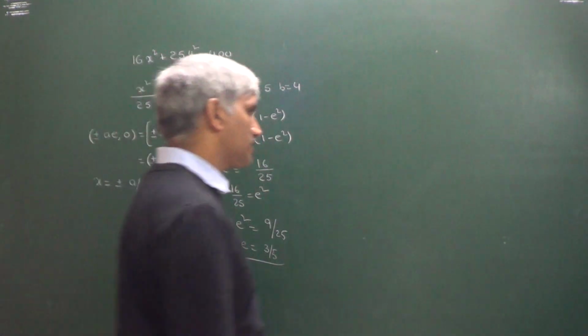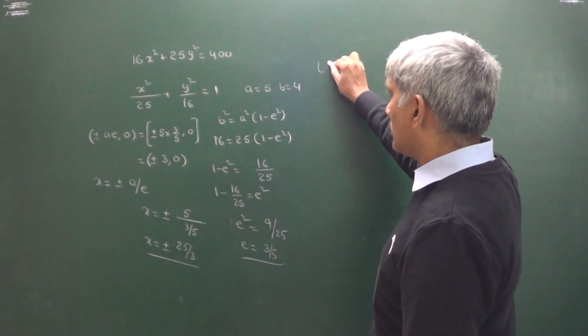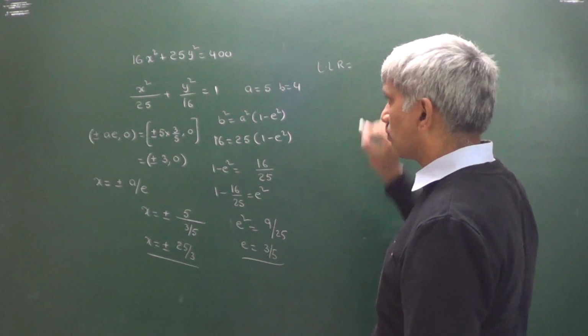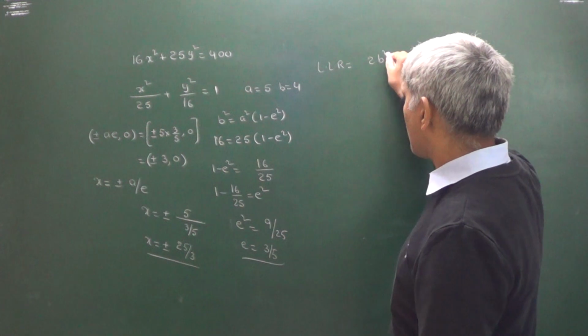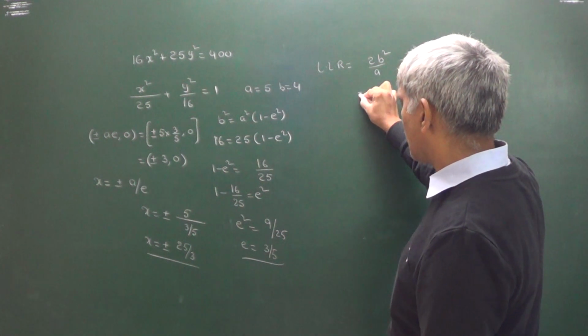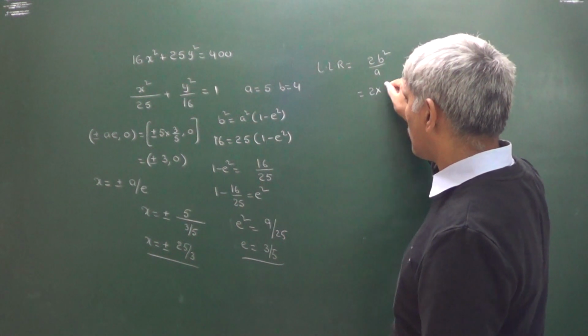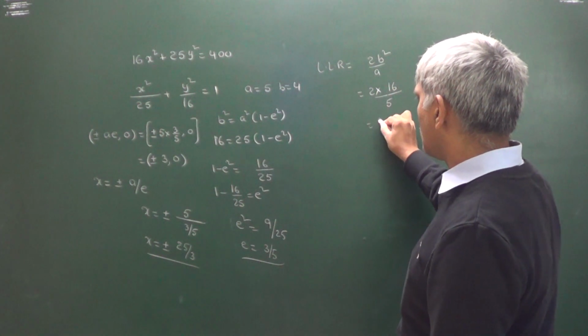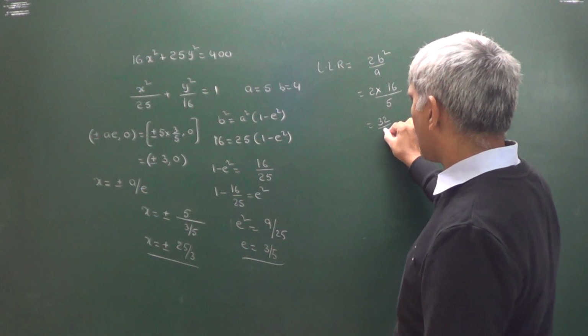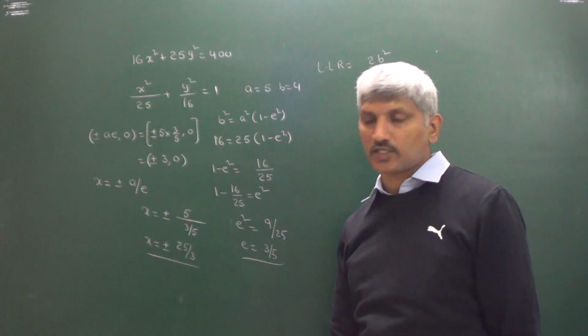Therefore we are getting the equations of directrices as x is equal to plus or minus 25 by 3. Suppose you want to find out the length of the latus rectum, he is asking in the question. What is the length of the latus rectum? In the first case, 2b square by a is the length of the latus rectum. That is equal to 2 into, what is b square? 16 divided by a is equal to 5. That is equal to 32 by 5, the length of the latus rectum.